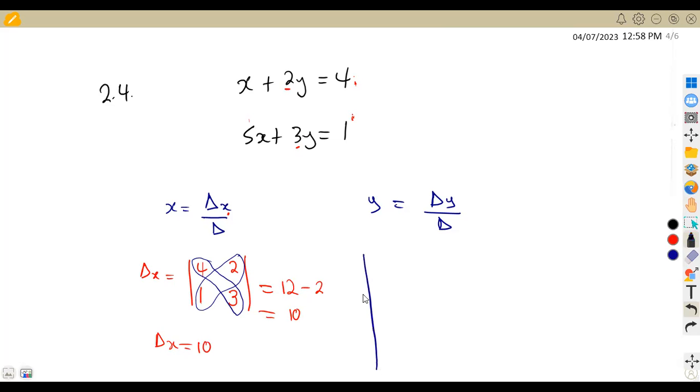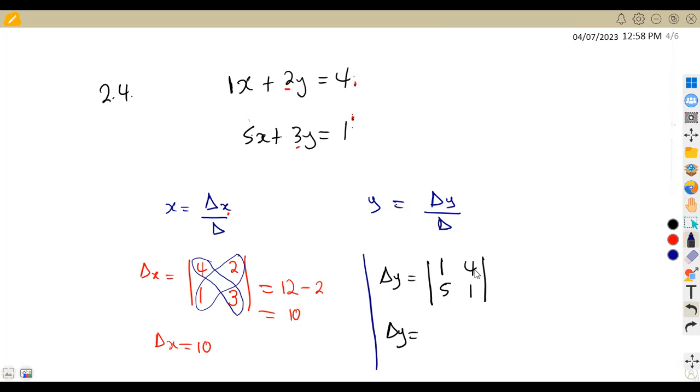We calculate the determinant with respect to y in this case. In place of y this time, you substitute the constants, which means x is going to remain as it is. This is x, which is the same as 1x. So I have got 1 and 5. So this is going to be 1, 5. But for y now, I'm substituting the constants, which are 4 and 1 like this. All right. So that is going to give us the determinant for y in this case.